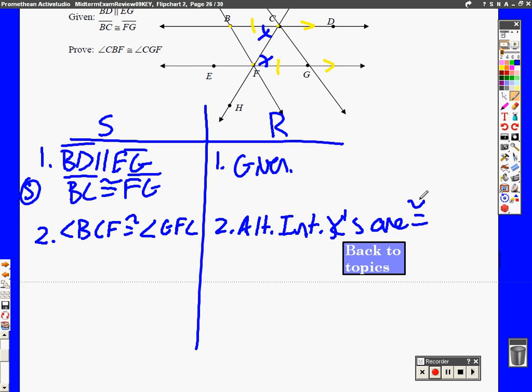You can also see that this triangle shares a side with this triangle, which is side CF. So side CF is congruent to itself in both triangles, which is the reflexive property.